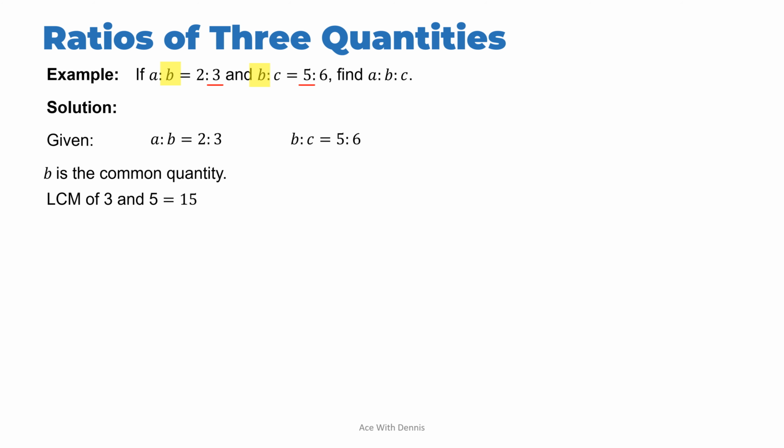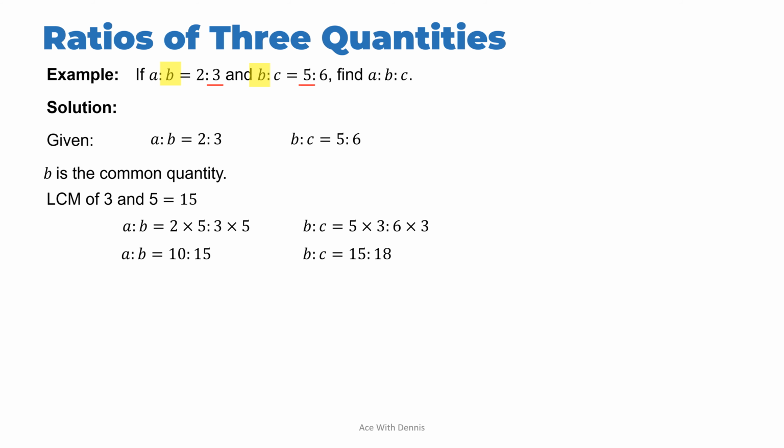The LCM of 3 and 5 is 15. Hence, for the first ratio A to B, we multiply both quantities by 5, and we get the ratio of A to B equals 10 to 15. Similarly, for the second ratio, B to C, we can multiply both quantities by 3, and we get the ratio of B to C equals 15 to 18.